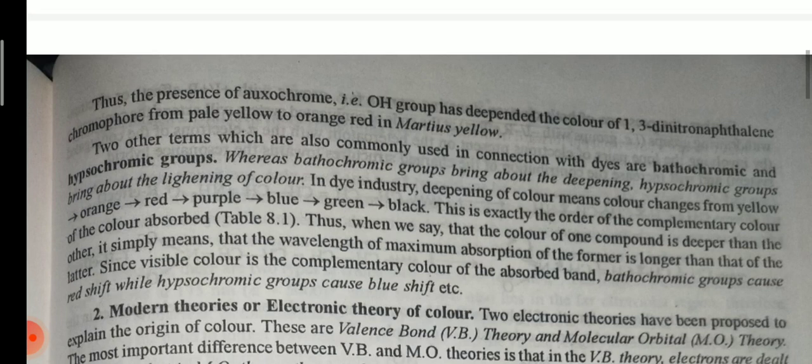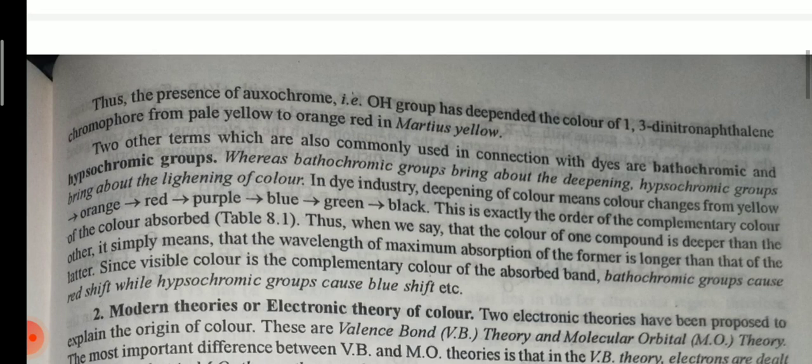hypsochromic groups. Whereas bathochromic groups bring about the deepening, hypsochromic groups bring about the lightening of color. In the dye industry, deepening of color means color changes from yellow to orange to red to purple to blue to green to black. This is exactly the order of complementary color of the color absorbed.